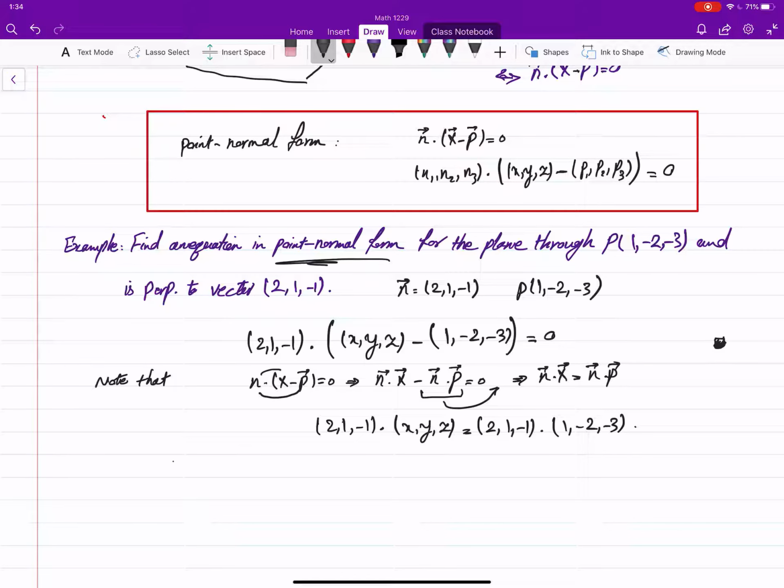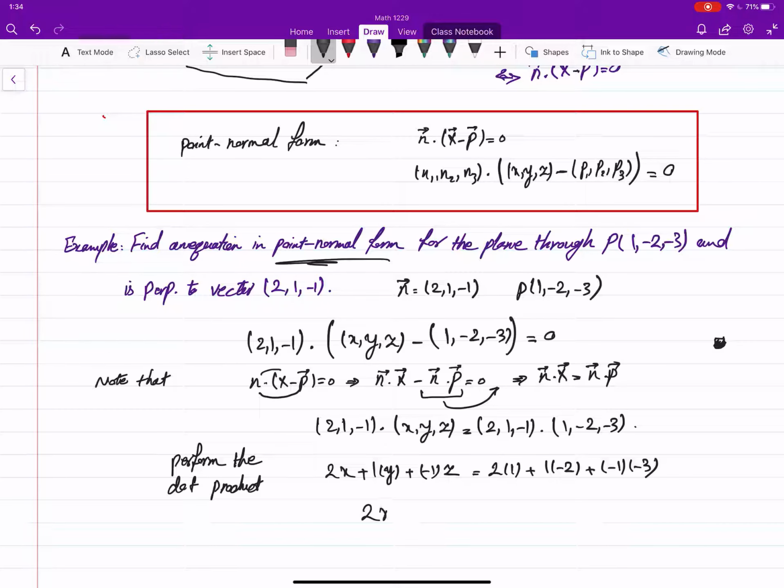And then if we perform the dot product, there are actually two dot products. On each side there's one. So this will be 2 times x, 1 times y, and -1 times z. Then add them. This is the left hand side. The right hand side is 2 times 1 plus 1 times -2 and plus -1 times -3.